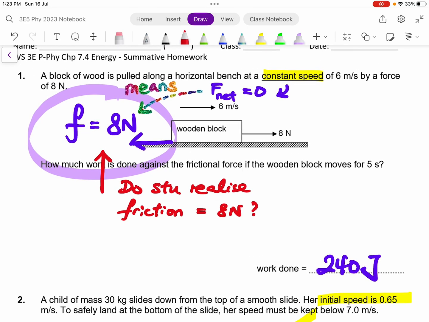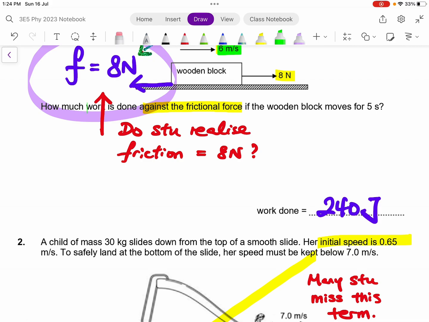For question 1, I think most of you managed to get it, even though some of you may not notice it. The question is actually asking for work done against frictional force. Many of you just take 8 Newton multiply by 6, which is wrong because 6 here is 6 meter per second, which is for speed and it's not the distance. So if you want to find the work done against the frictional force, you need to apply work done equals the particular force that you are concerned with multiplied by the parallel distance.